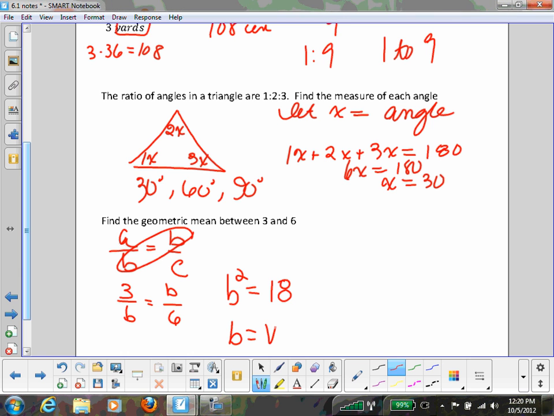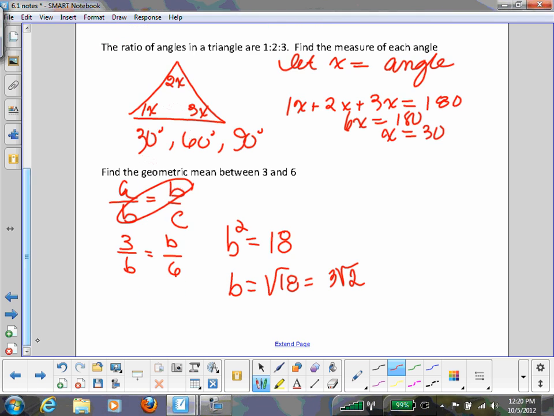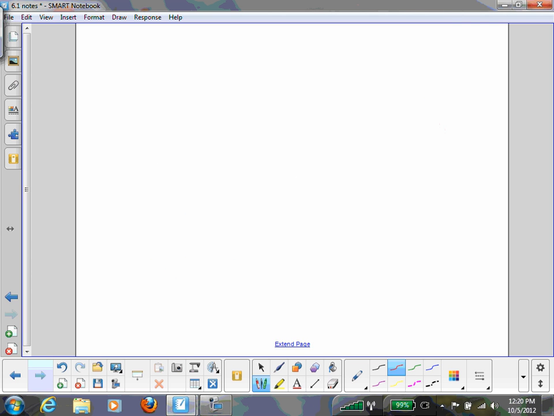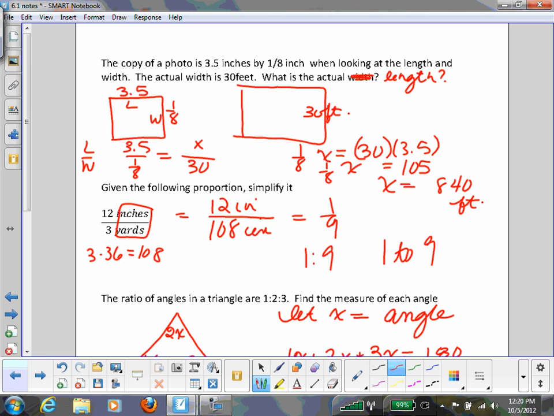So the square root of 18, which of course cannot be given to me in decimal form because I want you to work with square roots. And so what would that simplify down to? 3 root 2. Perfect. Okay, are we good about that? Nope. That's what the geometric mean does. Is that it? Okay. So, test corrections first.